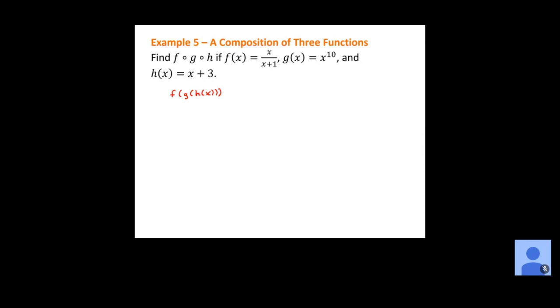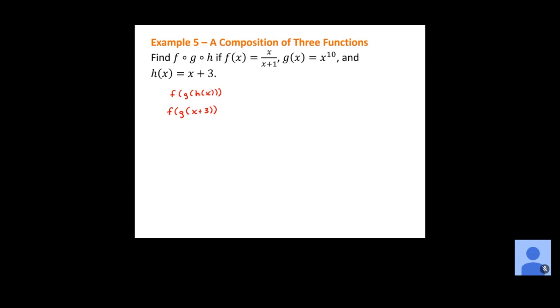All right, now, remember, we always start with our inside function. So what's the inside function this time? Good. The h of x is our inside function. So what I'm going to do is replace h of x with x plus 3 now. So now we're going to have f of g of x plus 3. Okay, so just figure out what's your innermost function and then replace that function with whatever the function actually is. Now we can work our way out.